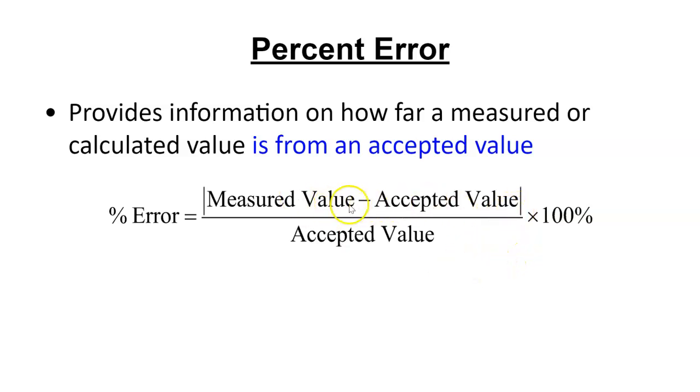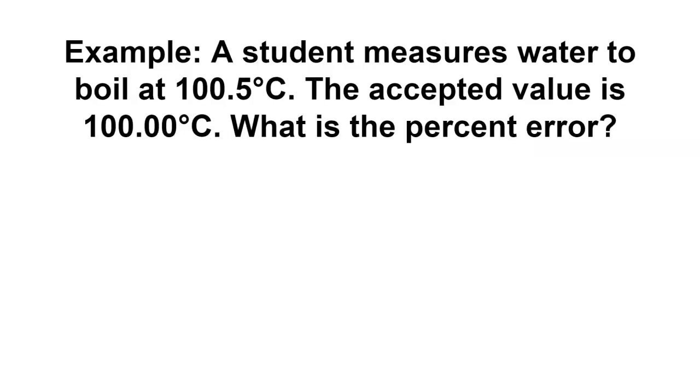Okay, so we have some subtraction in here. We have some division with the fraction bar. We also have these two lines here. These two lines represent the absolute value. So you'll never have a negative percent error. If you get a negative percent error, you're always reporting it as a positive percent error. That's what the absolute value sign means. So here would be an example. That equation, by the way, is on your reference tables.